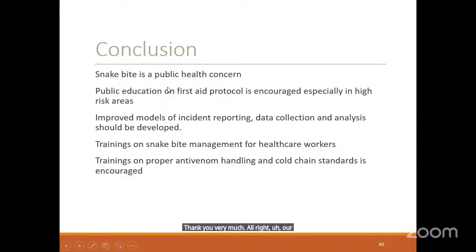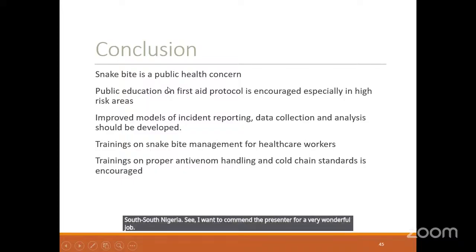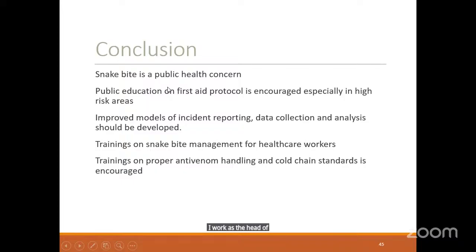Our next person who has indicated, Ekedegwa Ape, please over to you. All right, thank you very much. My name is pharmacist Ekedegwa Daniel Ape. I practice at Federal Medical Center, Asaba, South Nigeria. I want to commend the presenter for a very wonderful job. I work as the head of Medicines Information and Poison Center of FMC Asaba. The contribution I have to make is this.